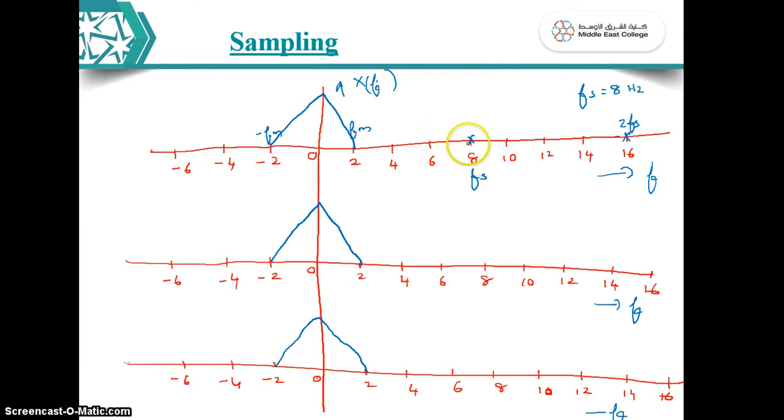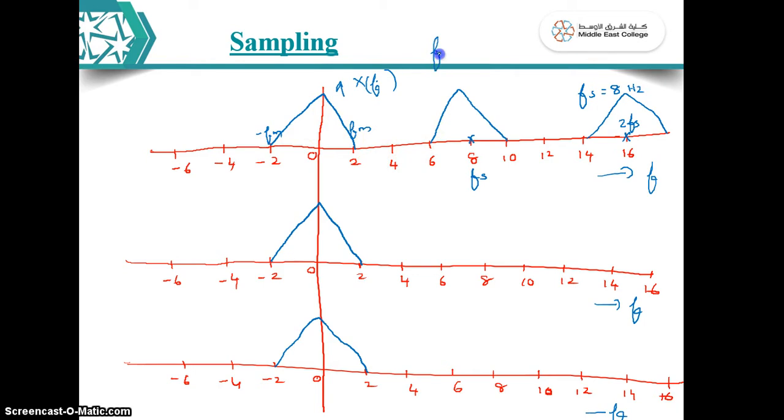Now around Fs again the next sample will appear, then around 2Fs our next sample will appear. You see this is 2Fm, this is 2 Hz, this is also 2 Hz, this is also 2 Hz. Do you have any overlapping? No. In this area there is no overlapping. Each sample we can clearly get in this case.